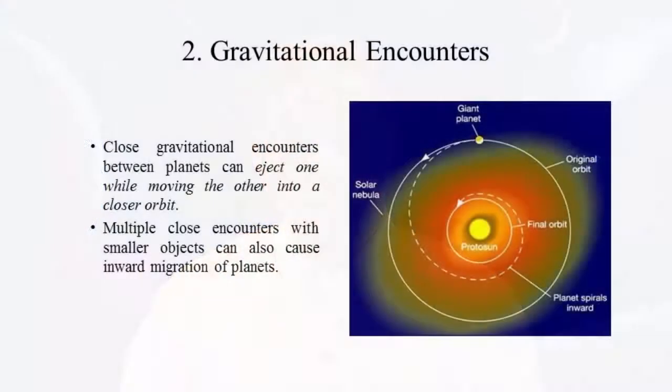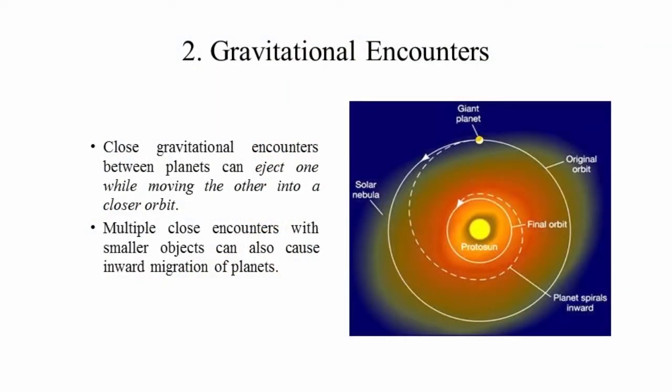Now we may come along millions of years later and never even know about the planet that was ejected, but we do find a planet much closer to its star than we might normally expect. So yes, gravitational encounters can have a dramatic effect on the orbit of planets.